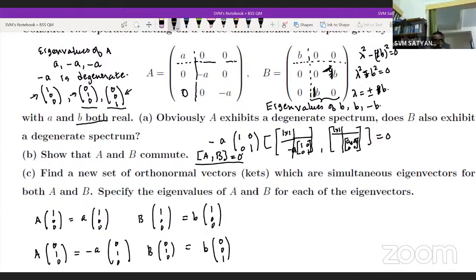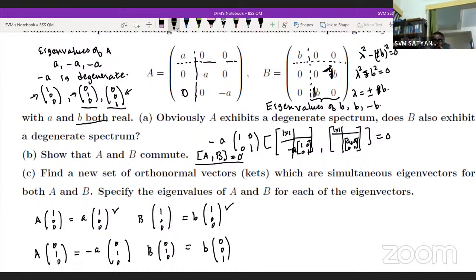So what I'm saying is that these eigenvectors of A, which are 1 0 0, 0 1 0, 0 0 1, I am asking, are they also eigenvectors of B? So I am examining that. If I take 1 0 0, A on 1 0 0 is A times 1 0 0, so this is an eigenvector of A. This is also an eigenvector of B. Whereas 0 1 0 is an eigenvector of A, but it is not an eigenvector of B, because when you operate B on 0 1 0, I will get B times 0 0 1. The same vector is not coming out.